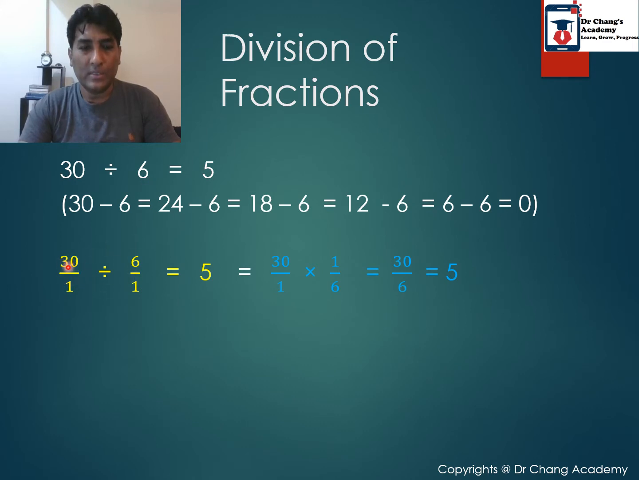this way. We can say 30 over 1 divided by 6 over 1, because any whole number we can put with denominator 1 and the value stays the same. Like the value of 30 over 1 is 30 and 6 over 1 is 6. So 30 divided by 6 is equal to 5. But check here, what we are doing here is changing this division into multiplication by changing this divisor and replacing it by its multiplicative inverse.